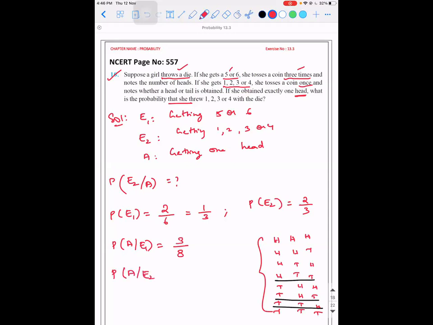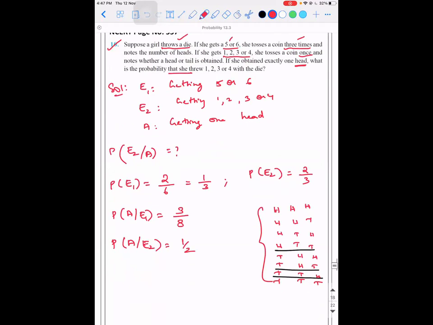What is the probability of A given E2? A given E2 means she is getting a head, and how many times is she tossing the coin? Only once. So 1 by 2. Because when you toss a coin once, the probability of you getting exactly one head is 1 by 2. So the probability of A given E2 is 1 by 2. I'll write it here itself so that it's easy for us.